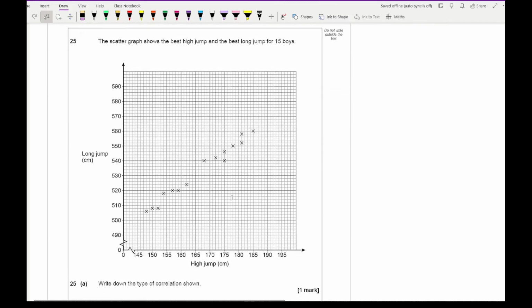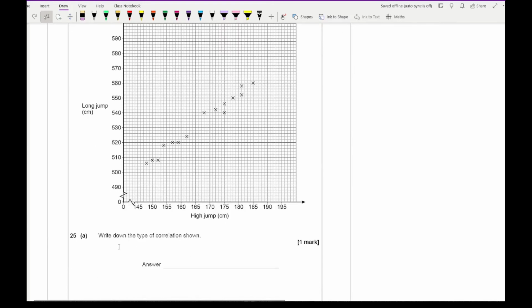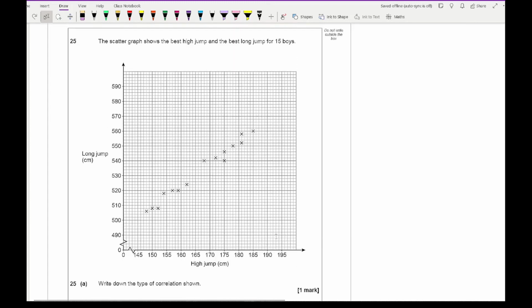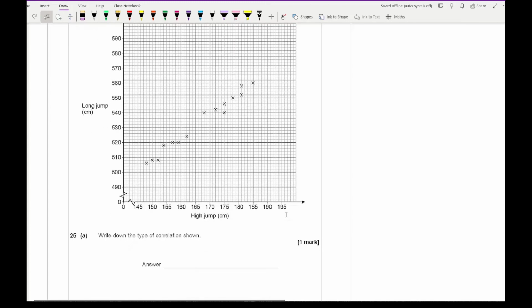Well, question 25 says a scatter diagram shows the best high jump and the best long jump for 15 boys, and question 25A is write down the type of correlation shown. Now for 1 mark, all I need to do is state whether it's got no correlation, positive or negative correlation. You don't need to comment on the strength, it's not essential, but if you did, you won't necessarily lose marks. But as you can see, it's like a line that's going up, so it's going to be positive correlation. So that would get you the 1 mark.